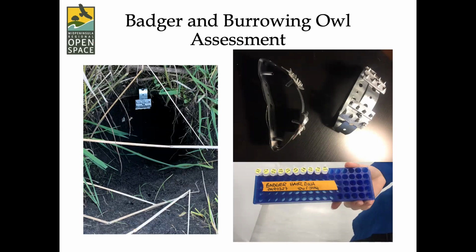We can get tissues from roadkill. We can get scat when we find it. It's rare. They often bury their scat. And we mostly focus on hair. So we use these hair snares, which we can install in the burrow entrances. And we can also pull hairs from the tailings. And here's some of those samples we've already run, and we're able to amplify the DNA out of those.